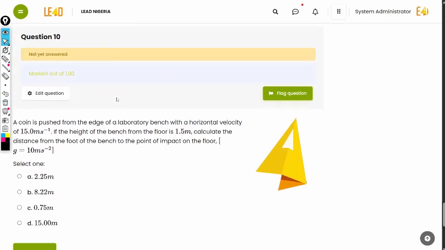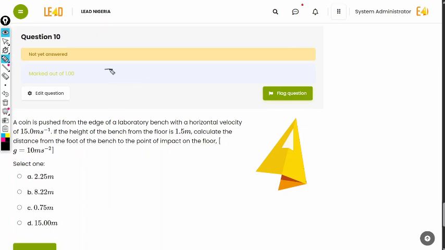Number 10 says, a coin is pushed from the edge of a laboratory bench with a horizontal velocity of 15 meters per second. If the height of the bench from the floor is 1.5 meters, calculate the distance from the foot of the bench to the point of impact on the floor. So they are basically asking us to calculate the range.